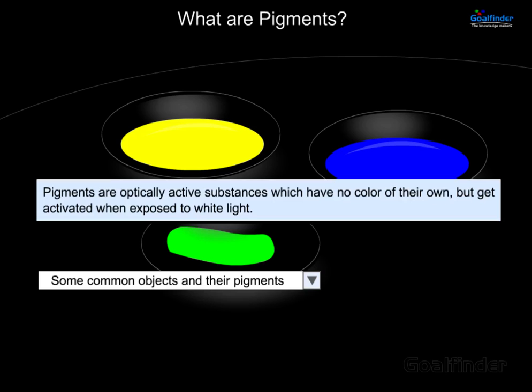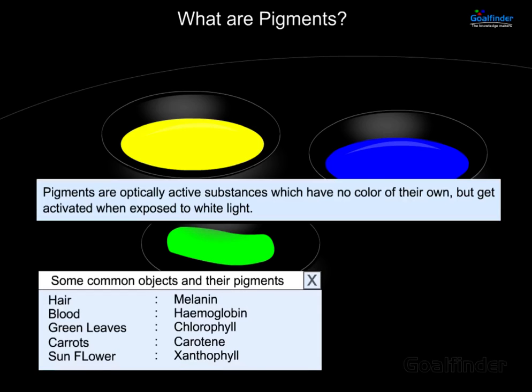Let's take a look at some common objects and their pigments. Hair has the pigment melanin. Blood has hemoglobin. Green leaves have chlorophyll. Carrots have carotene. Sunflower has xanthophyll.